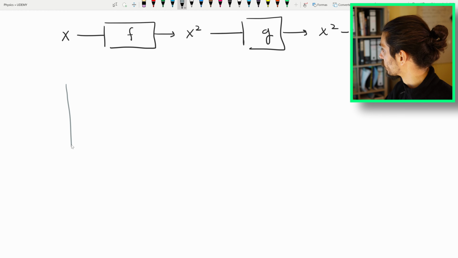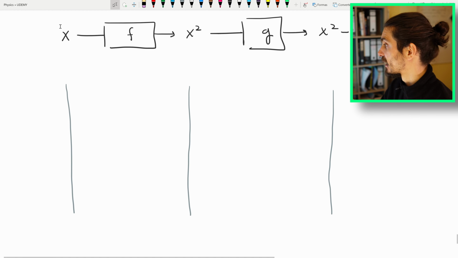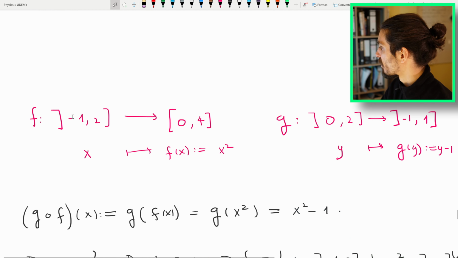Let me draw here 3 lines which are going to represent the sets in which these variables live. So recall, for example, that our x, where does it live? Well, x lives in the domain of f. But what is the domain of f? Well, the domain of f is from -1 up to 2. So let's draw it.